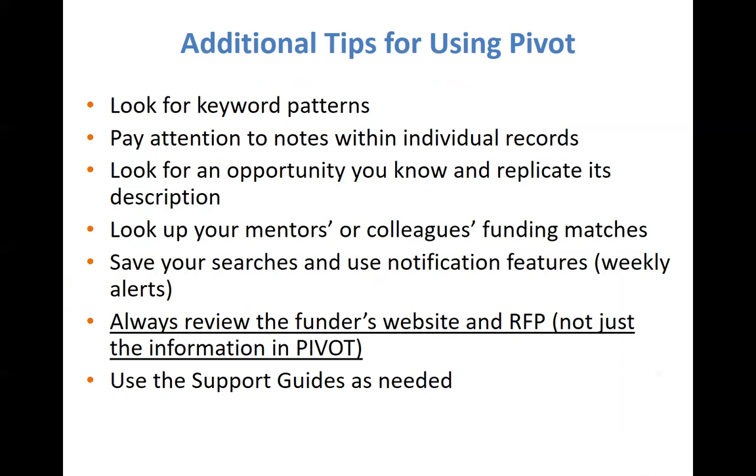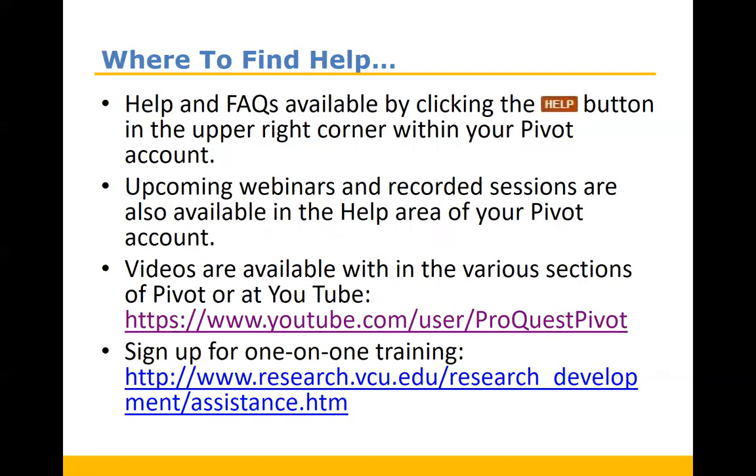You can always review the funder's website and the RFP. Don't just rely on the information in Pivot. It is very good and it's normally very thorough, but a lot of times Pivot is just a summary. So you want to make sure that you always go to the funder's website or check the grant instructions, the RFPs, anything like that, and read all the way through it before you decide whether or not you're going to apply. And then you can use the support guides as needed.